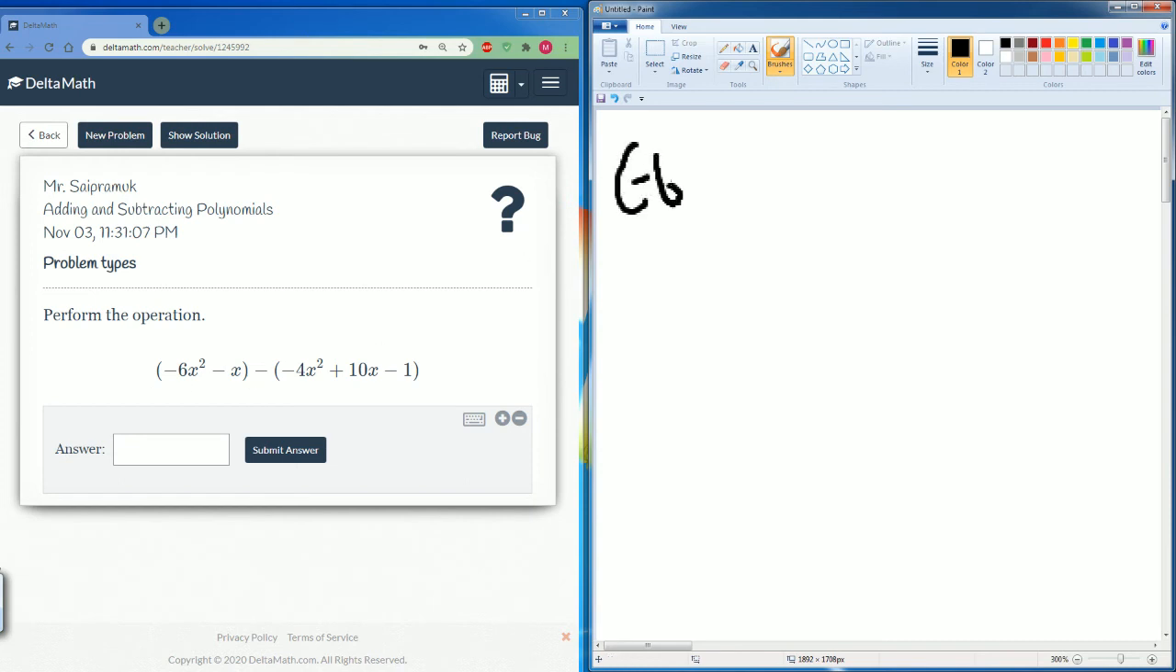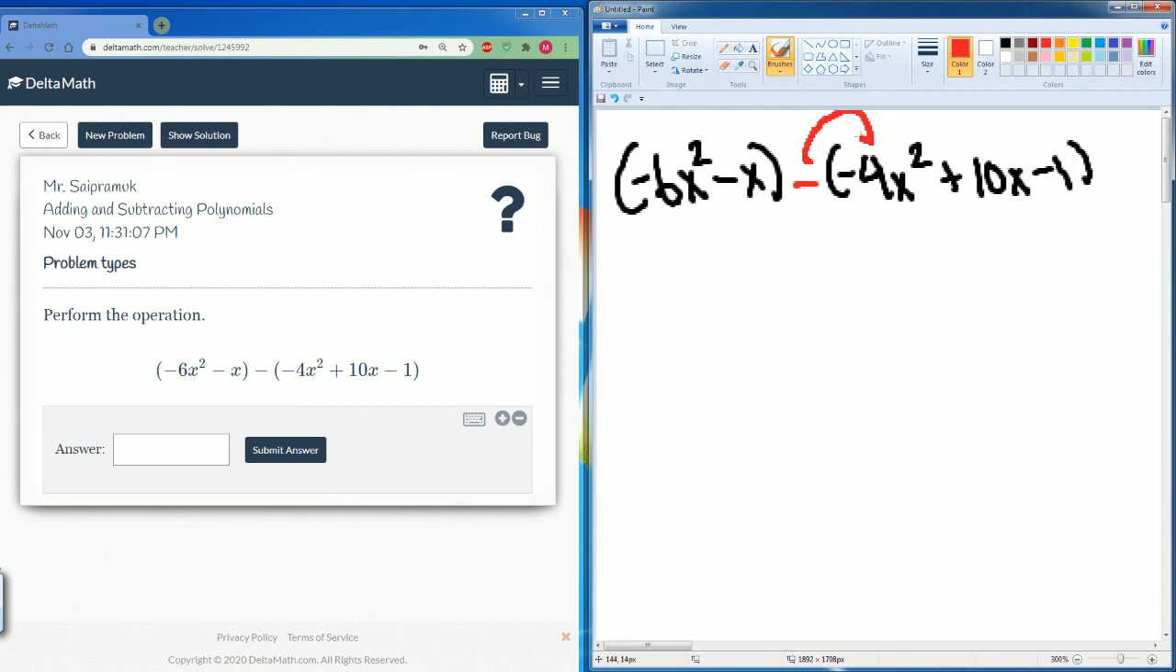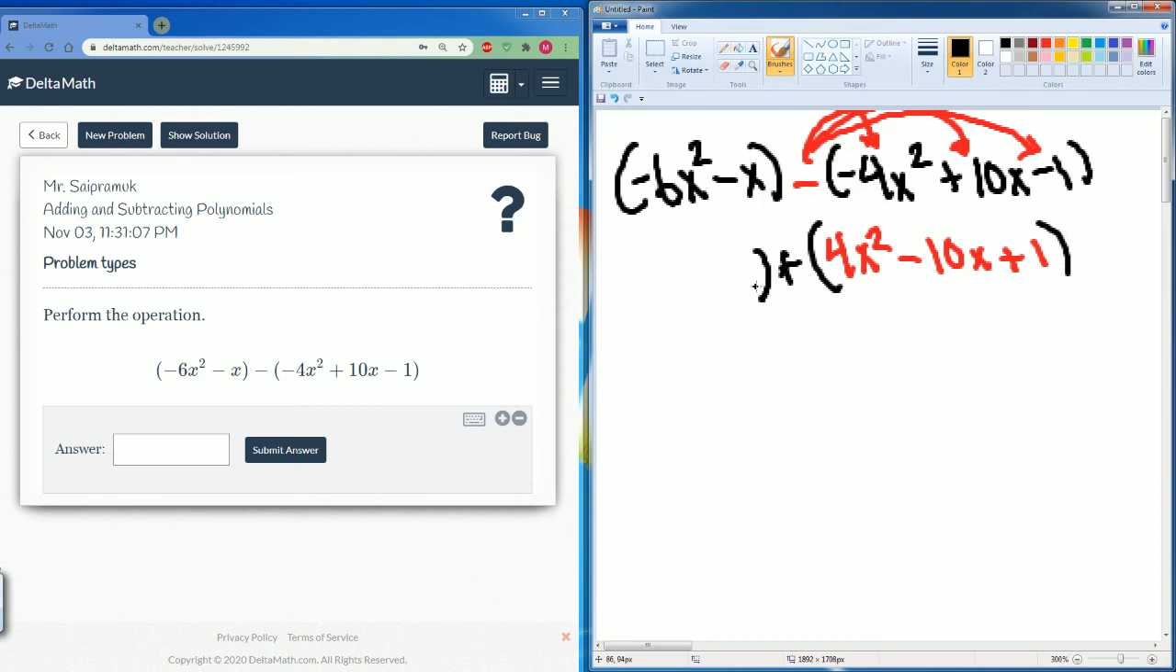So we have negative 6x squared minus x, subtract. Then you have here negative 4x squared plus 10x minus 1. So distribute this over. Negative times a negative gets you a positive, so it becomes 4x squared. Then this distributes over, becomes negative 10x. Distribute this over, gets you a plus 1. Alright, so this is what you have, and this is what you have: negative 6x squared minus x.